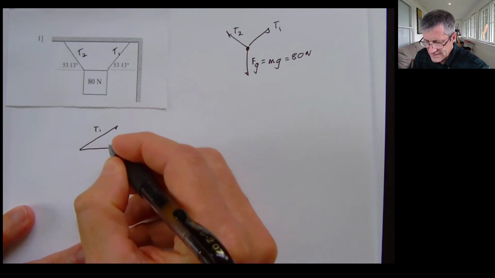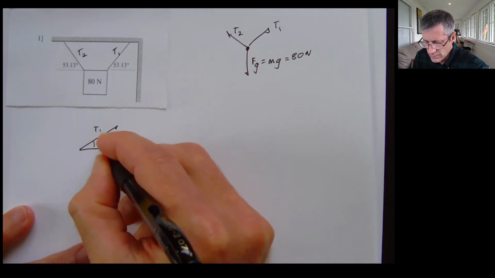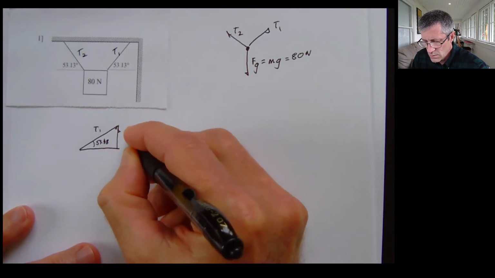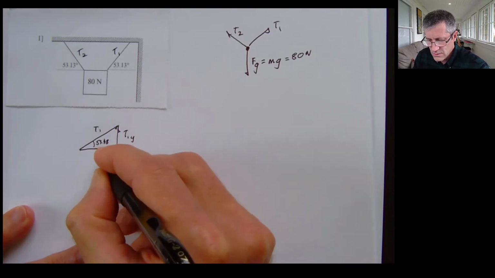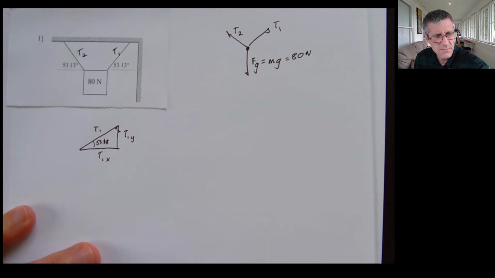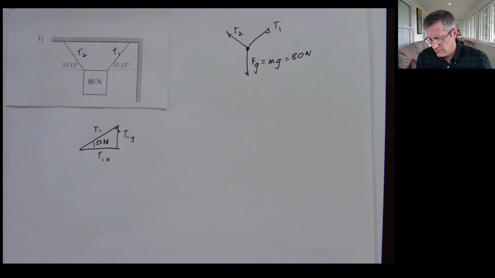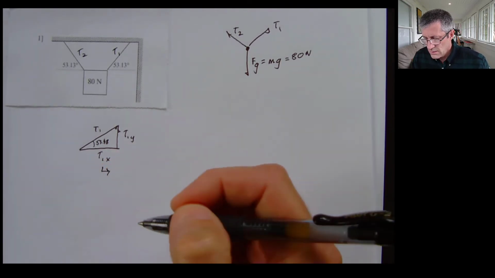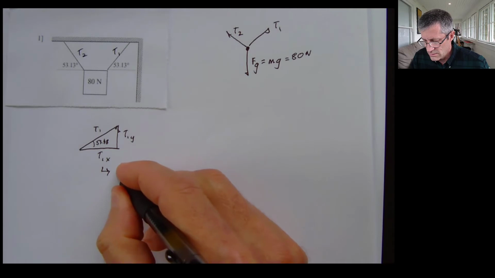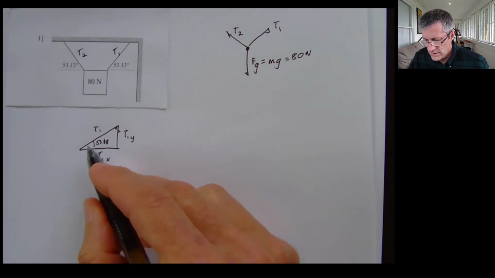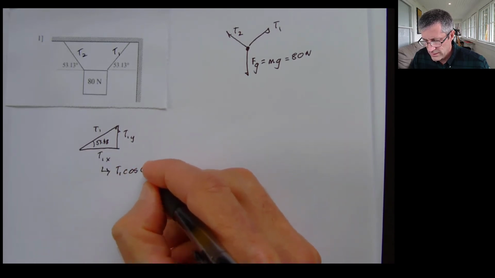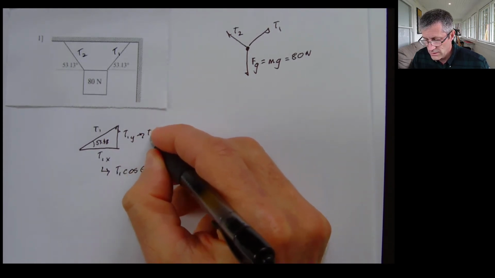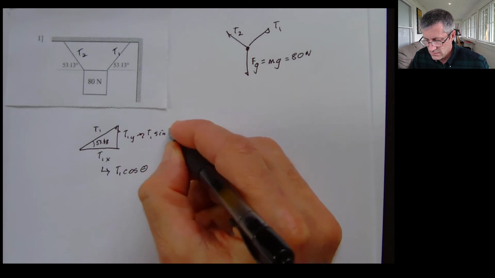They tell me this has an angle of 53.13 degrees. So I'm going to separate this into T1 in the y direction and T1 in the x direction. Let me calculate this. T1 in the x direction is going to be T1 times the cosine of the angle, since it's adjacent here, and T1 in the y direction is going to be T1 times the sine of the angle.